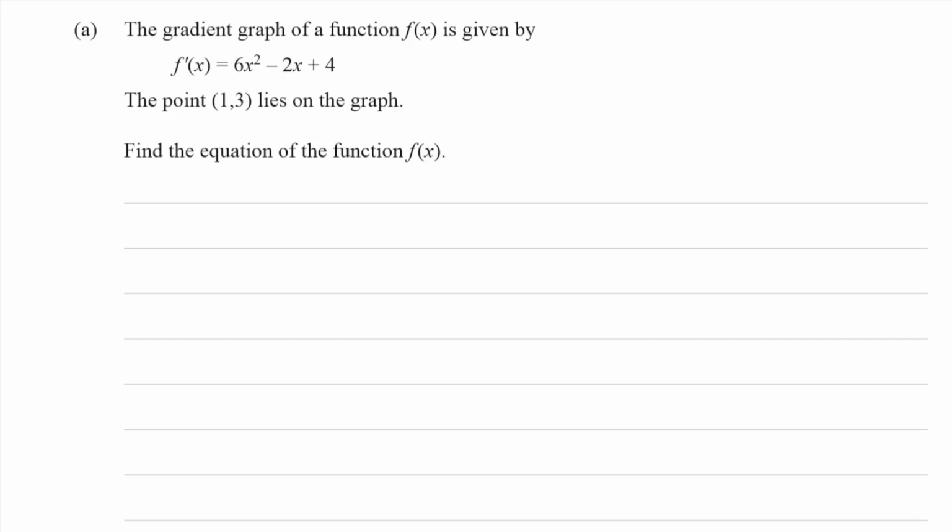An integration question. We are given the gradient of a function, f prime of x, and we're given a point that lies on f of x. Find the equation of the original function. So we are given the gradient function, and we need to find the original function. So f prime of x, need to find f of x.